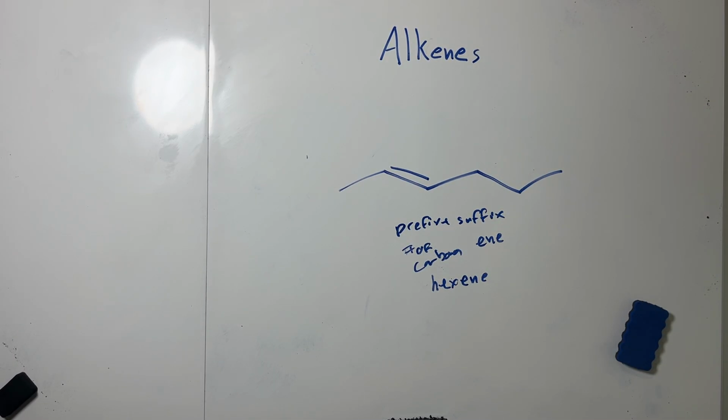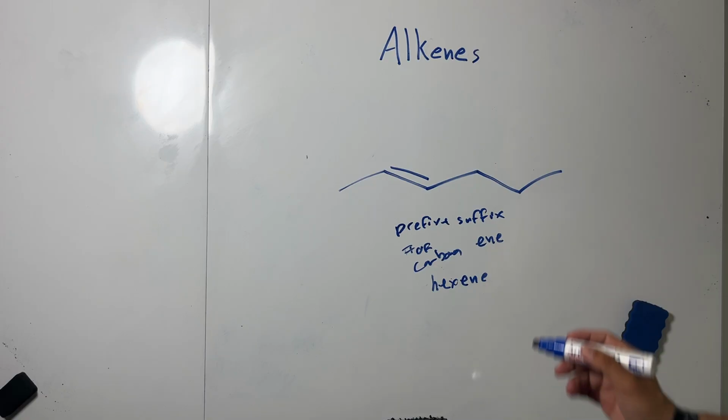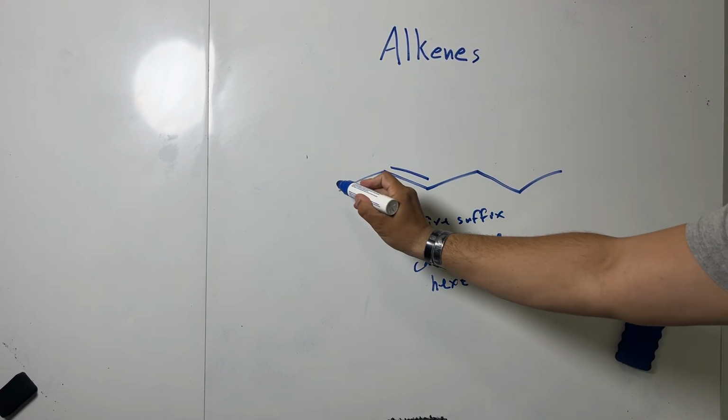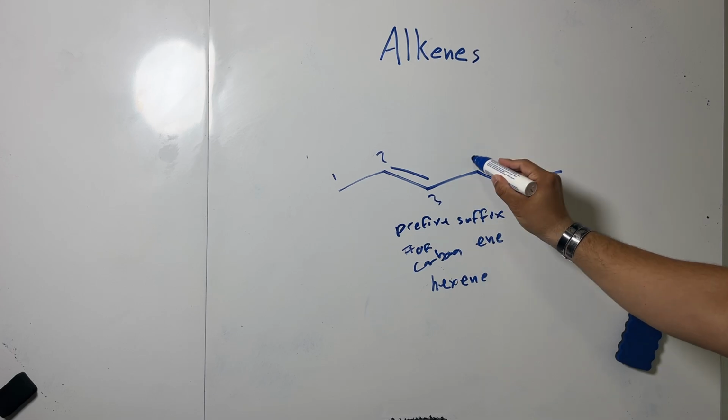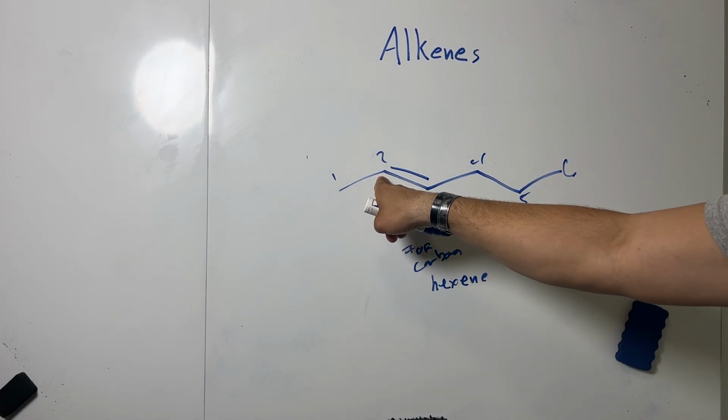But we have to go one step further because hexene actually describes multiple molecules. We have to say where this double bond is. And similarly to substituents, we always count in the direction that gives the double bond the lowest number. So we wouldn't count this way, we would count this way. So 1, 2, 3, 4, 5, and 6. We would say that the double bond is at the 2 position.